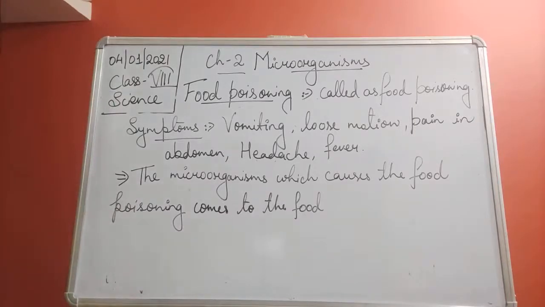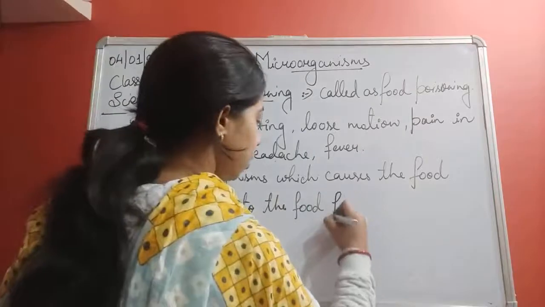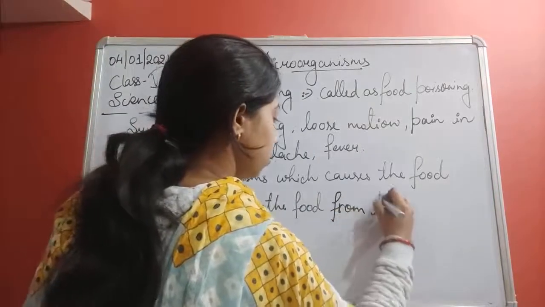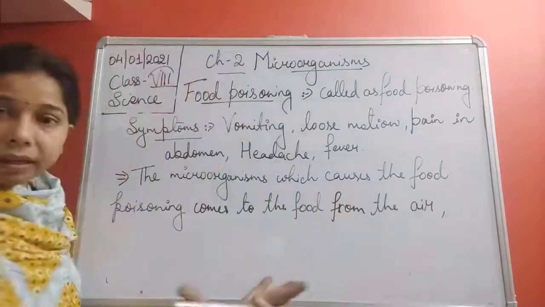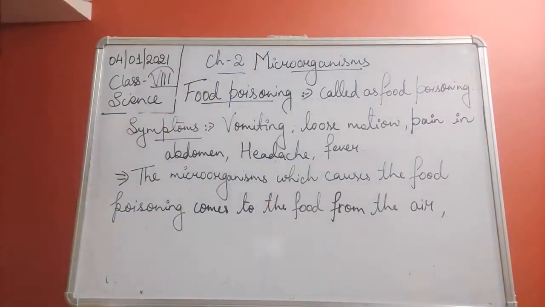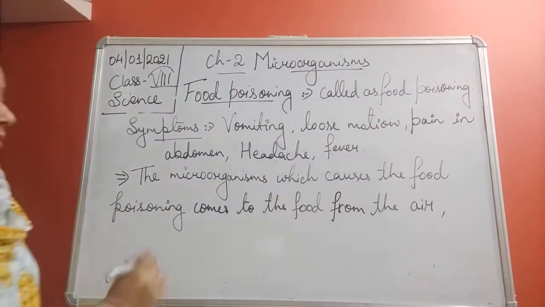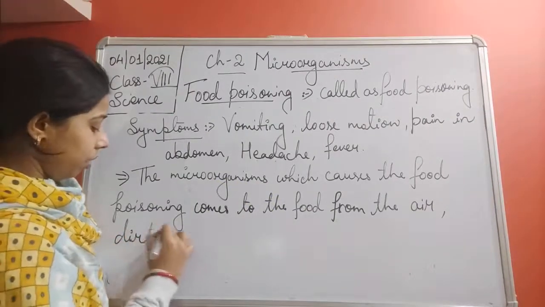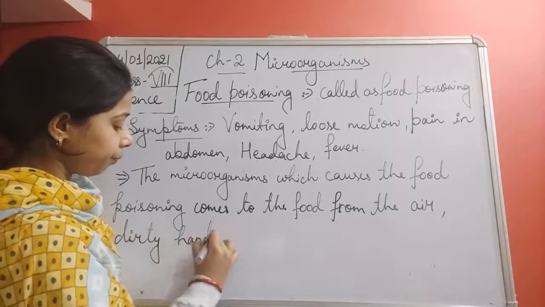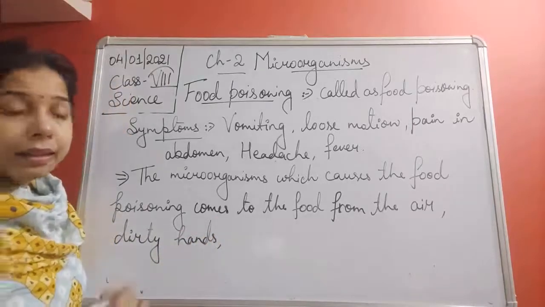So let me write it. Food from the air. This is the first one, which is open food; if it is open, then absolutely air is there. Then even dirty hands, students. So dirty hands, uncleaned containers.